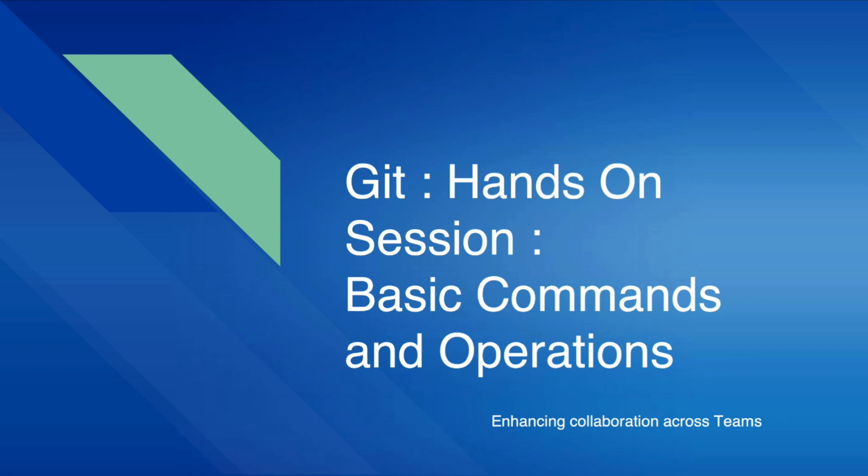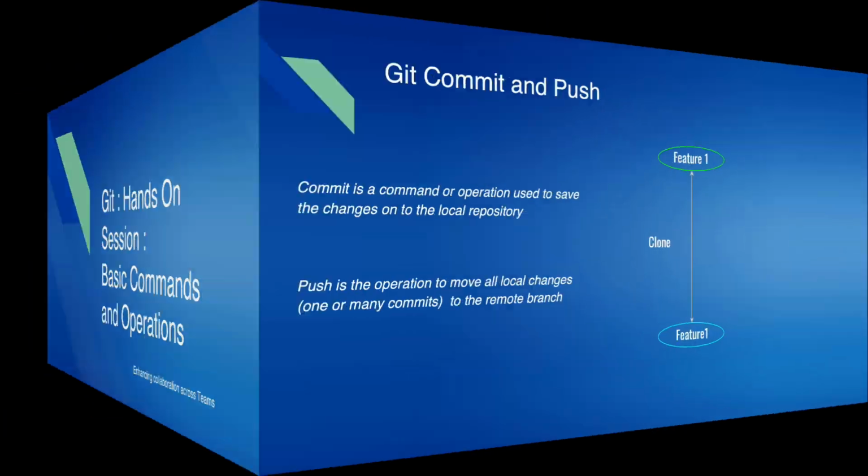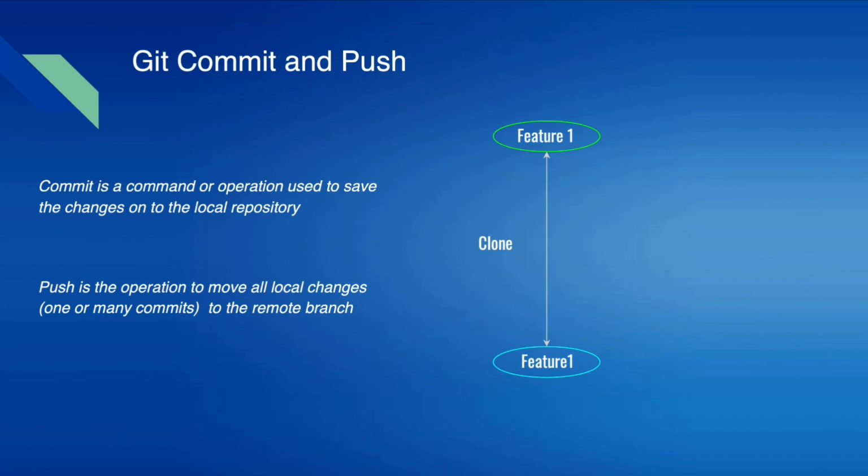In this video, we will look at how to push the code from your local machine to the server. In Git, there are two operations involved to move your code from the local to the server: commit and push. Commit is a command which is used to save the changes that you have done in your local repository. Push is the operation where multiple commits are moved to the server as one single operation.